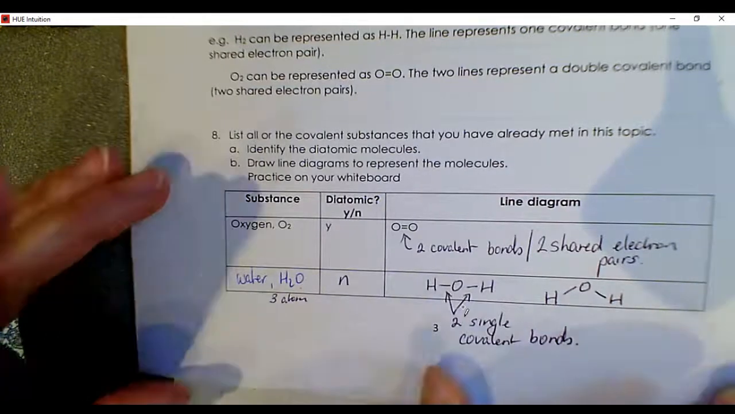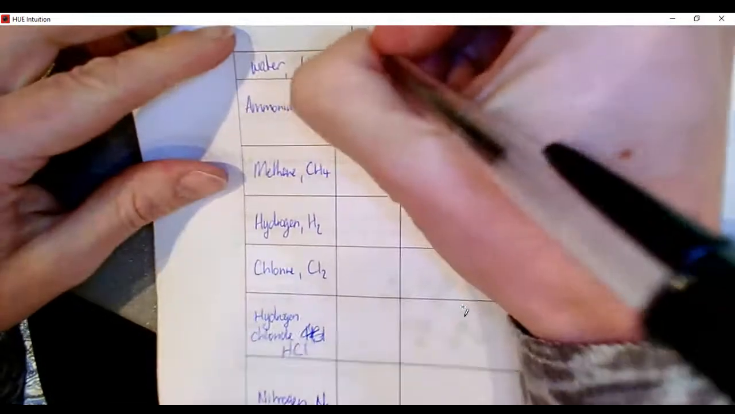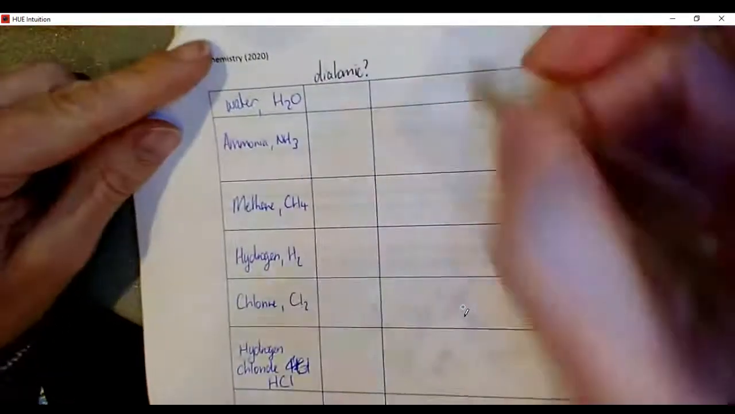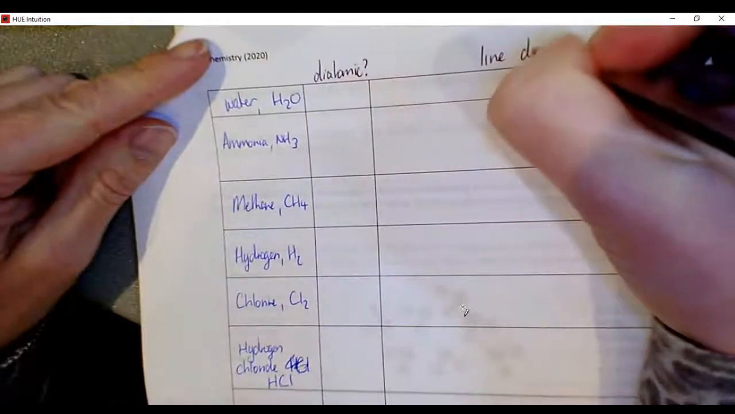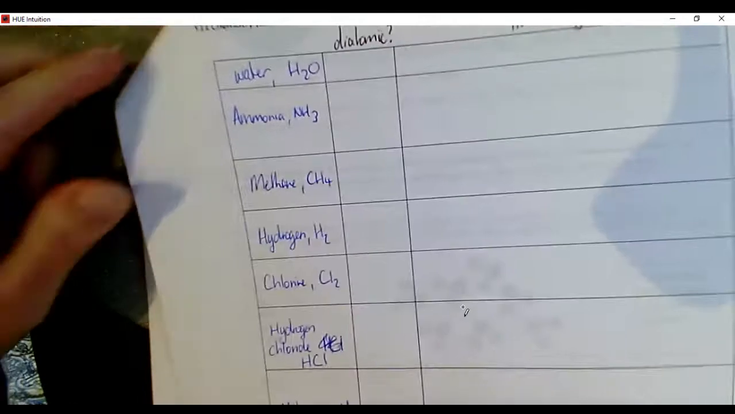Okay, so how about trying, I've got water again on the next page. How about trying the rest of these yourselves? See how you get on. So you want to identify, is it diatomic? And the next thing you want is the line diagram. Okay, I'm going to give you a couple of minutes to do that.